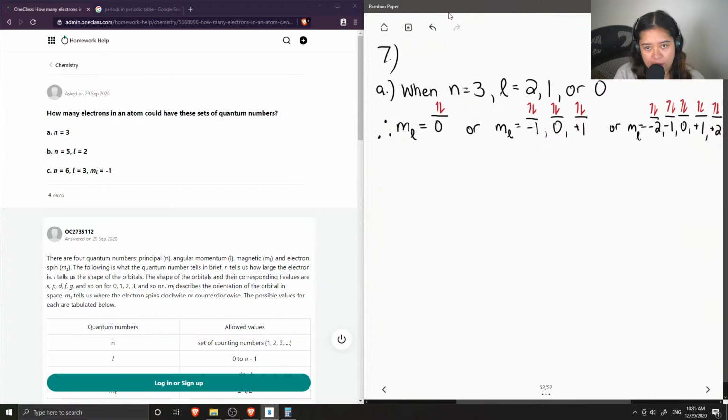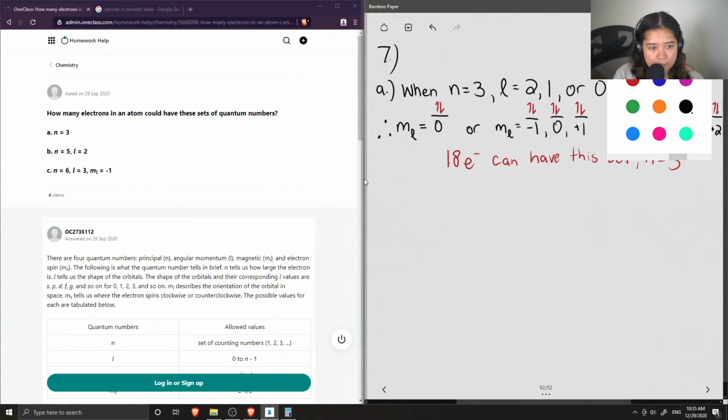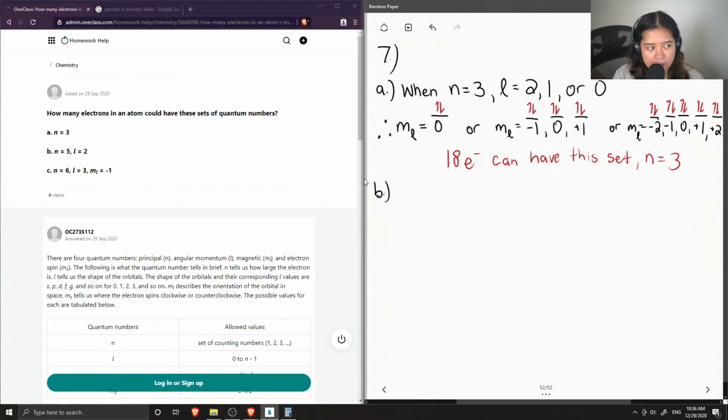Electrons can have this set when n equals 3. Okay, so let's do the same thing for part B.